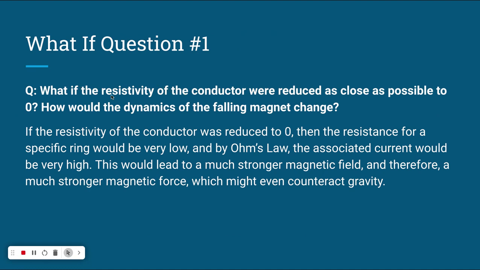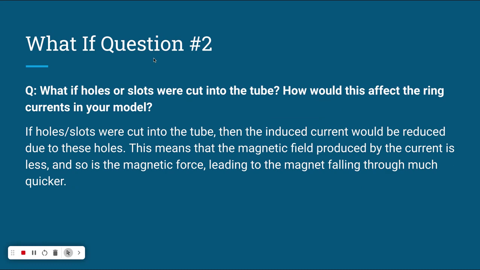What if question number 1? What if the resistivity was reduced as close as possible to 0? That would mean the resistance of the ring would be very, very low, and by Ohm's law, the associated current would be very, very high. And this leads to a much stronger magnetic field, which might even counteract the force of gravity.